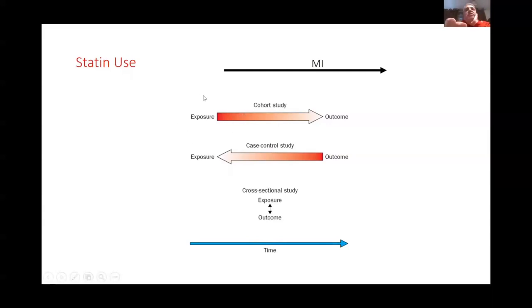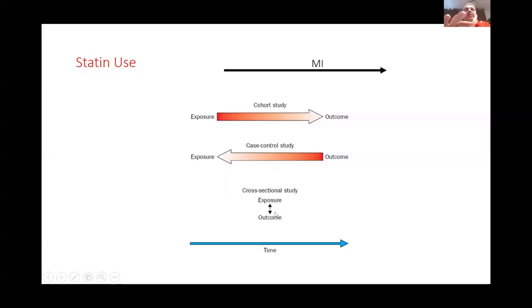So this is another example, statin use. We want to see in a cohort study the effect of statin use on myocardial infarction. So statin use is the exposure, and the disease is MI. This is a cohort study because we select our participants based on their exposure status. When we select our patients based on the disease status like MI, and we want to see if they used to use statins, the study design becomes a case control study.